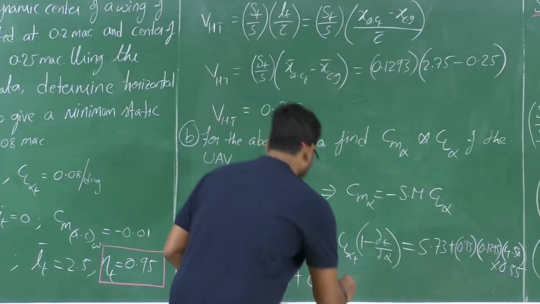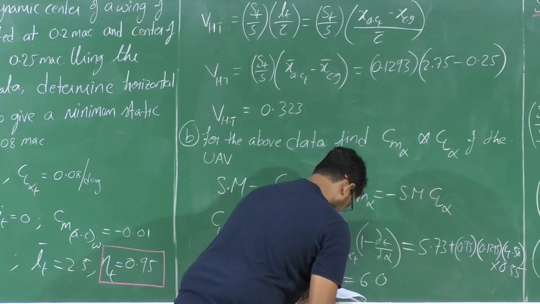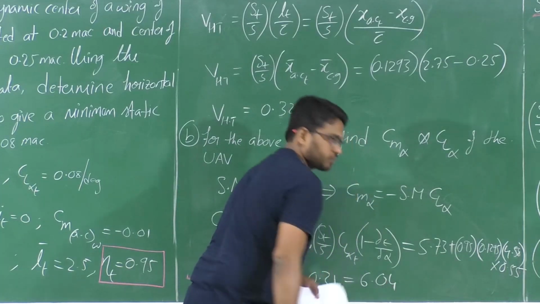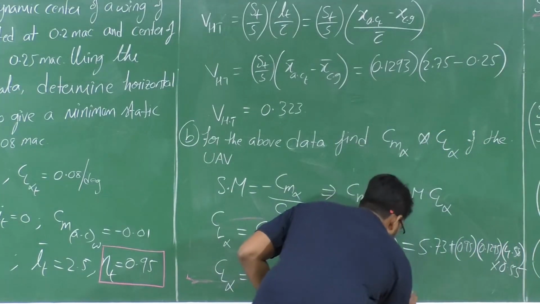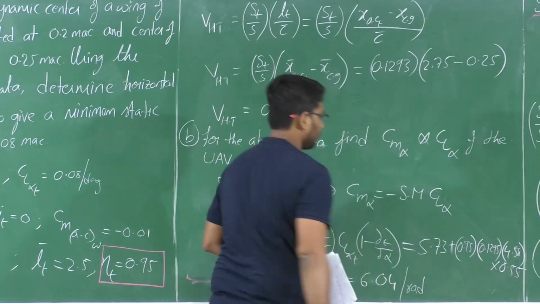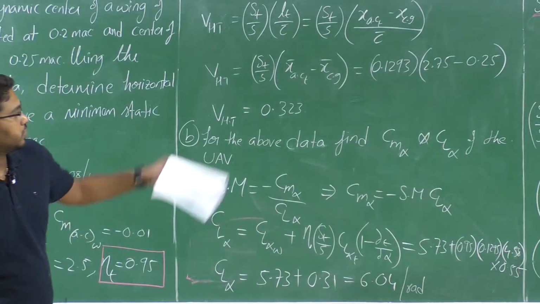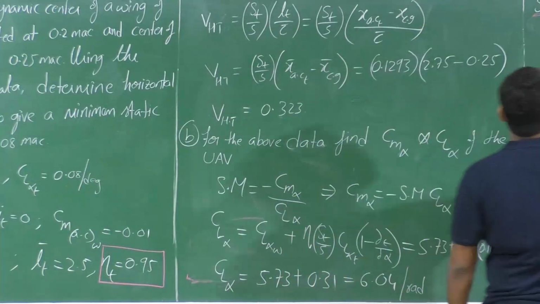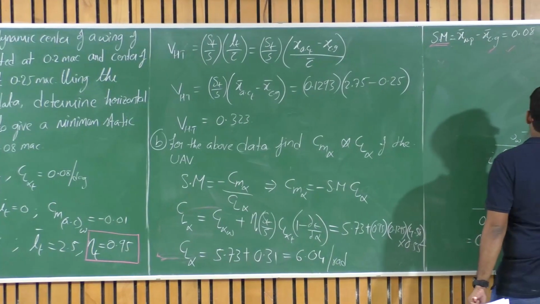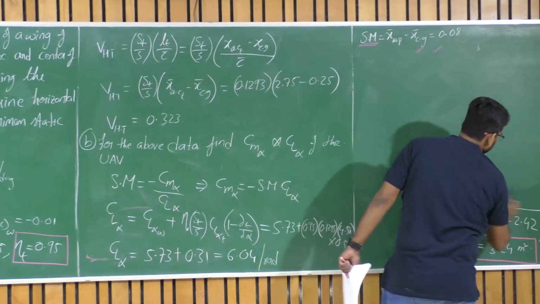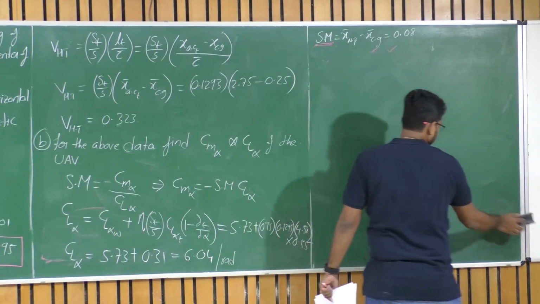So this is equal to 6.04, yeah, 6.04 per radian. Okay. Once you have CL alpha, it is easy to find out static margin. Sorry, we have static margin and CL alpha, so we'll be able to find out CM alpha of this UAV with the current CG location.